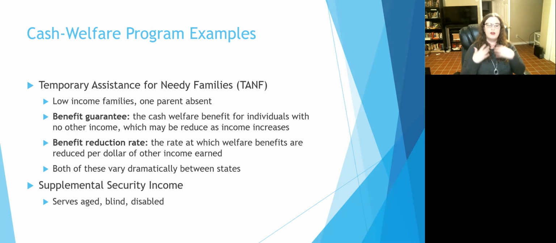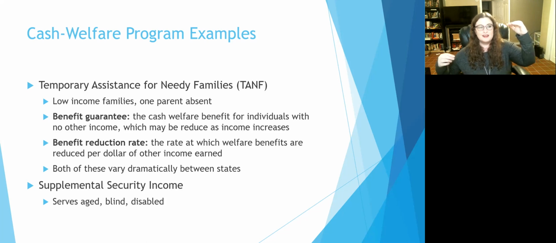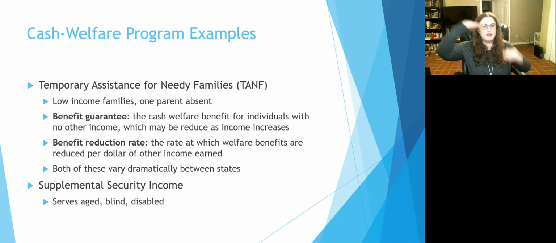So if you have a single parent household, whether it be a mother or a father or a non-binary parent, they can get some amount of benefits. And these cash welfare benefits for individuals who have no other income will be at some level. And then as they make more and more money, these benefits are going to reduce because they're making more of their own money. So they need less of this money, right? And there's a reduction rate of how fast your income has to go up by how much your benefits come down.